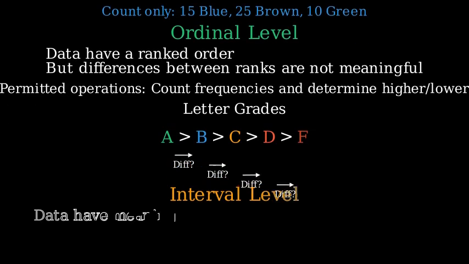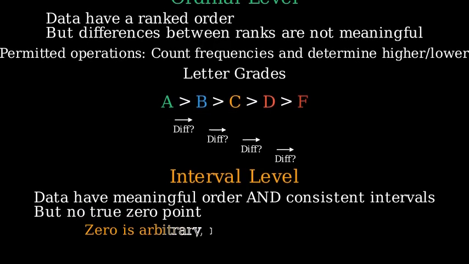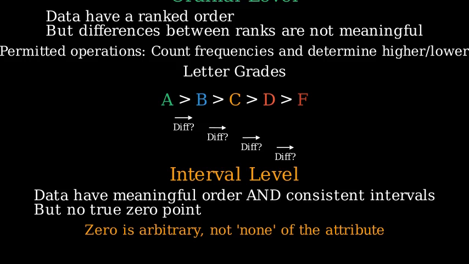At the interval level of measurement, we have data with a meaningful order and consistent intervals between values. This means that the difference between any 2 consecutive values is the same throughout the scale. However, interval data do not have a true 0 point. 0 is arbitrarily defined and doesn't represent the complete absence of the attribute being measured.